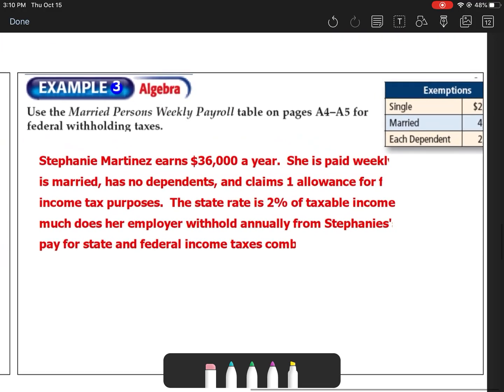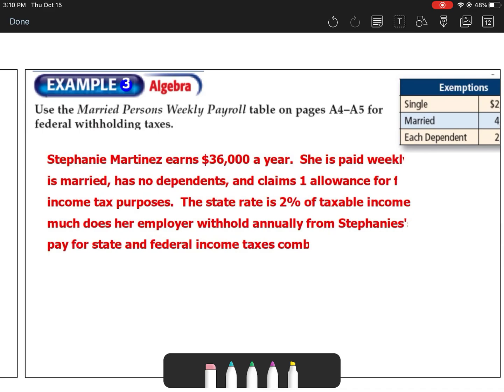Okay, so let's look at example 3. So Stephanie earns $36,000 a year. She is paid weekly. She is married, has no dependents, and claims 1 for income tax purposes. The state rate is 2% of taxable income. How much does her employer withhold annually from Stephanie's pay for both state and federal?